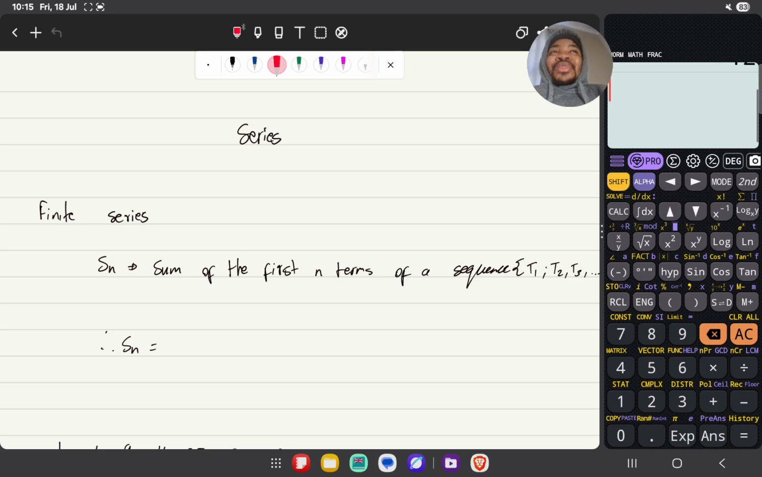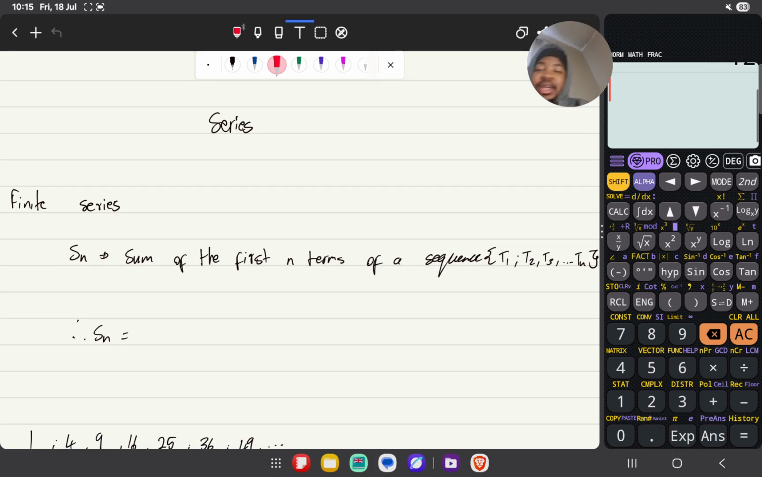Cool. So now, moving from sequences to series, here's the difference. A sequence gives us a pattern, the pattern at which these numbers grow or decrease. But for a series, we take each of those numbers that make up that pattern and we add them together.